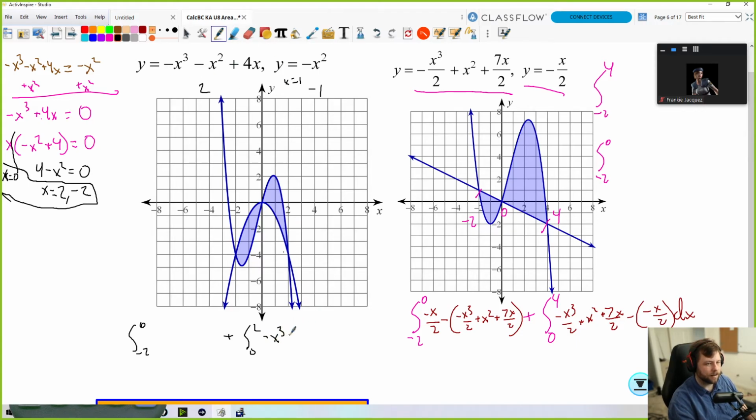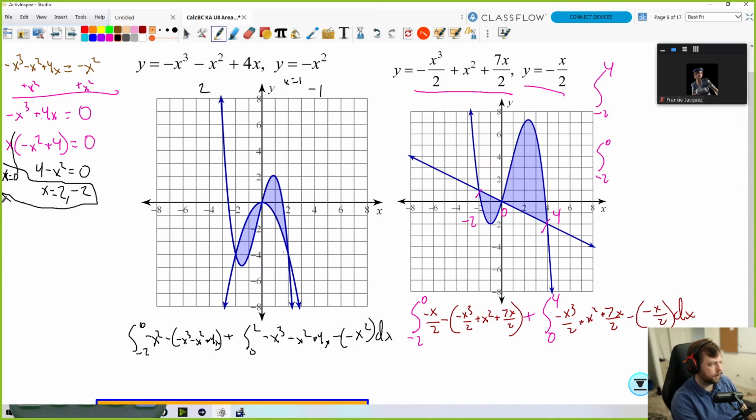Let's say negative x cubed minus x squared plus 4x minus negative x squared. And then this one would be the opposite. Negative x squared minus negative x cubed minus x squared plus 4x. That's how I'd set it up.